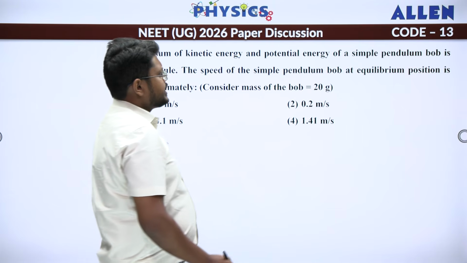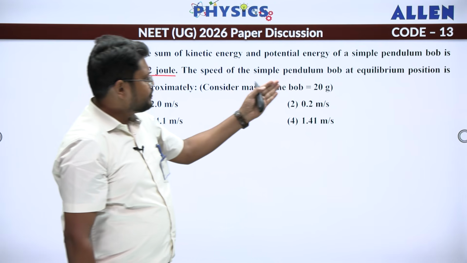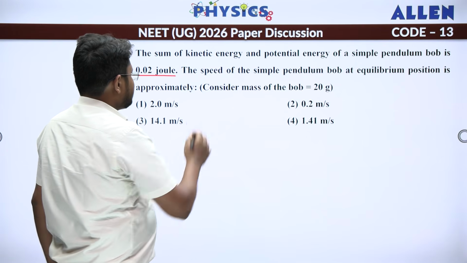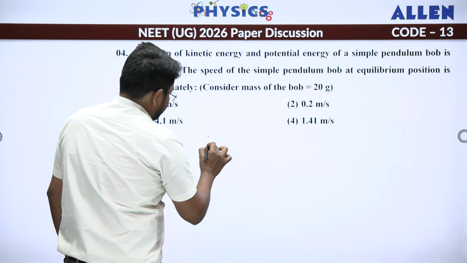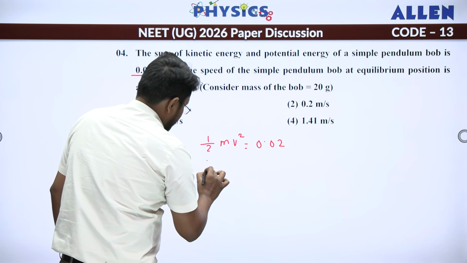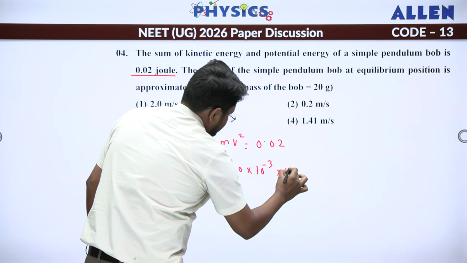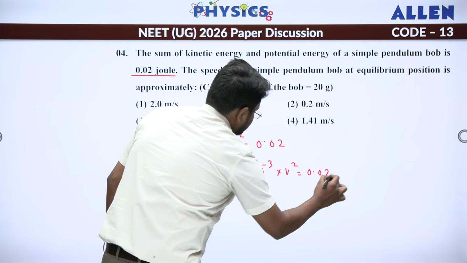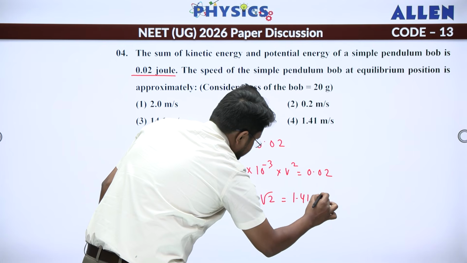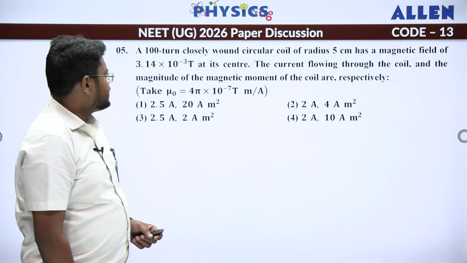The sum of kinetic and potential energy of a simple pendulum bob is 0.02 joule. Find the speed of the simple pendulum at equilibrium. At the equilibrium position, kinetic energy is going to be maximum, and that equals the mechanical energy. So directly we can write half m v square equals 0.02. Half, mass is 20 into 10 to the power minus 3, into v square equals 0.02. So v will come out to be root 2, which is 1.41 meter per second. So the correct option is the fourth one. Let's move to question number 5.